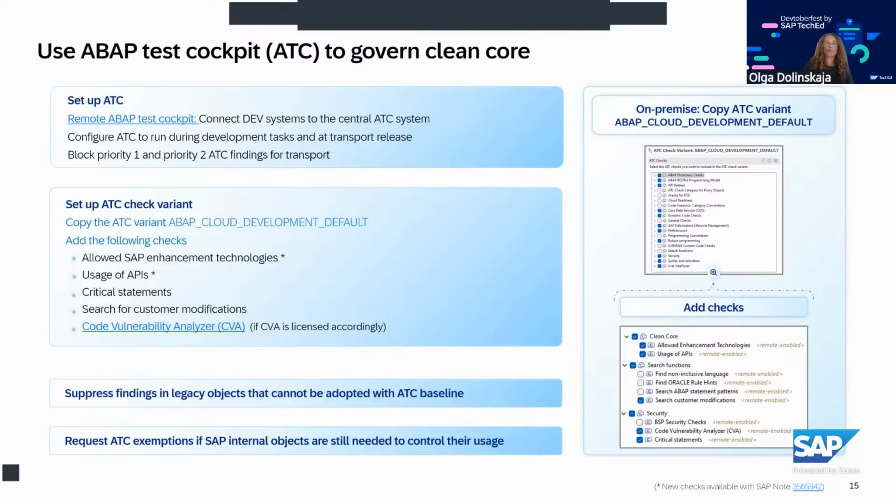The legacy objects which cannot be applied to the new clean core principles should be handled with ATC baseline. So if you don't want to take care of your old legacy code, or you don't have time and effort for this, then just execute initially this new clean core check variant over your custom code, legacy custom code, and take the findings of the result into baseline.